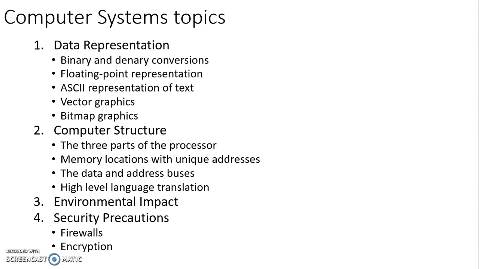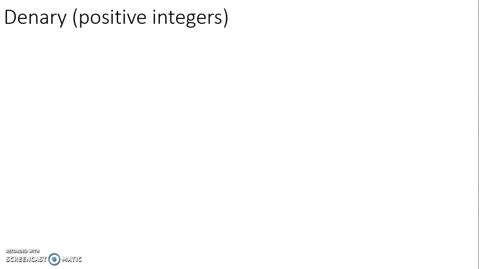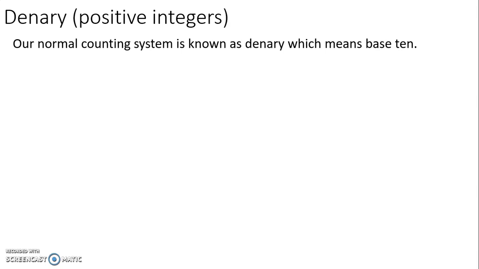Okay, so today's lesson is going to be in data representation, and it's going to do with binary and denary conversions. So denary is a word for a positive integer. You may have heard them being referred to as decimal in S3 as well. So our normal counting system is known as denary, which means base 10. We count in tens because we have 10 fingers.